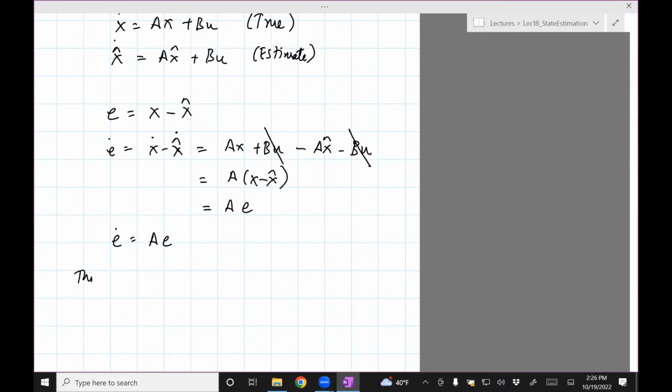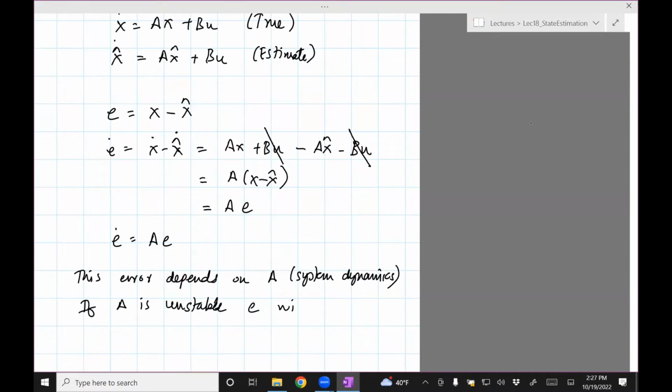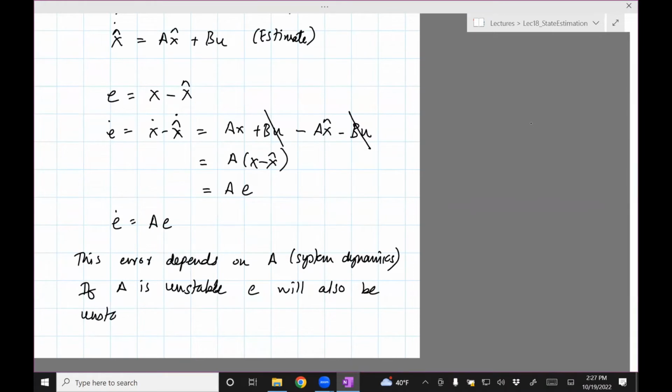So this error depends on A, which is the system dynamics. If A is unstable, e will also be unstable. Okay, so it's not a good thing to use this method of estimating the state.